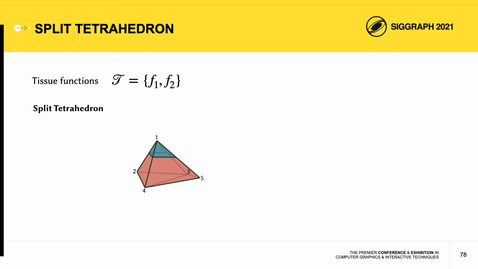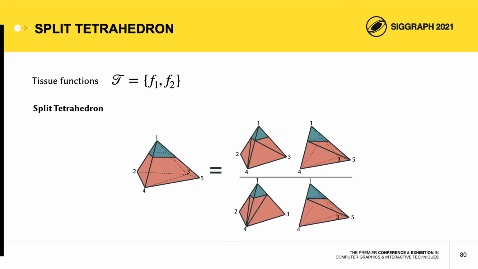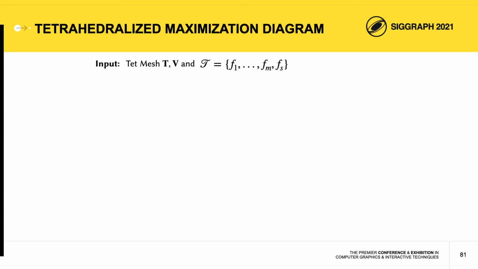Here we see an example of a maximization diagram that is defined over two adjacent TETs with vertices 1, 2, 3, 4 and 1, 3, 4, 5. During the tessellation, there is no guarantee that the shared face 1, 3, 4 is split the same way. By making sure the order of edge splits is consistent, we can guarantee that the face is split the same way. Now we are ready to define our algorithm for computing the tetrahedralized maximization diagram.